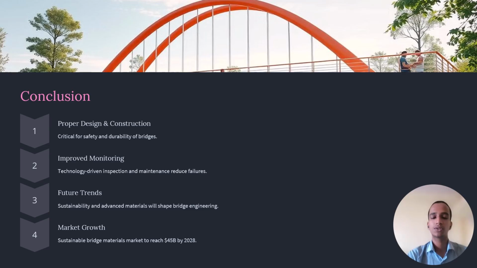Last is the market growth. As we have seen earlier in this presentation, the market is already huge, and the global market is blooming. By 2028, it is estimated that the bridge market will be $45 billion, which is a huge number. And it will inspire us civil engineers to build better bridges and be honest in their work.